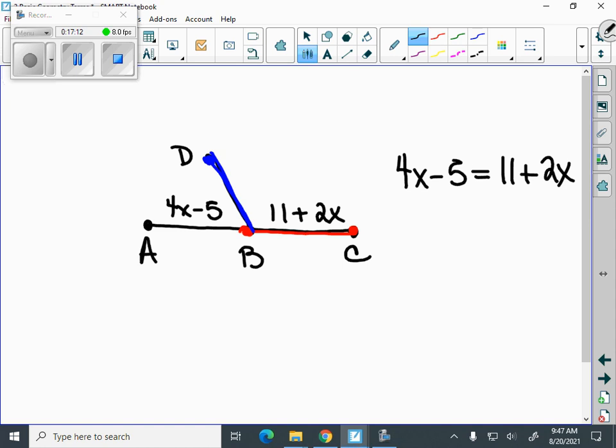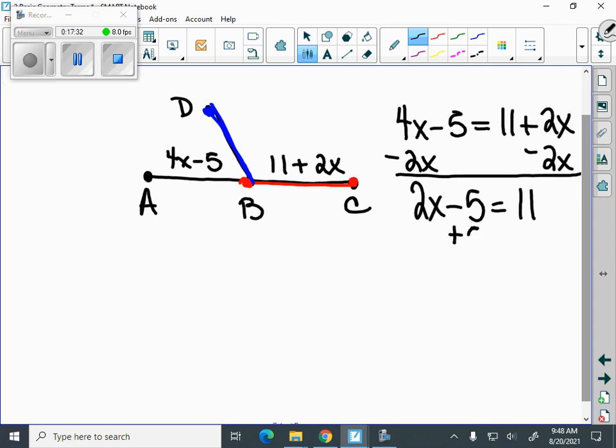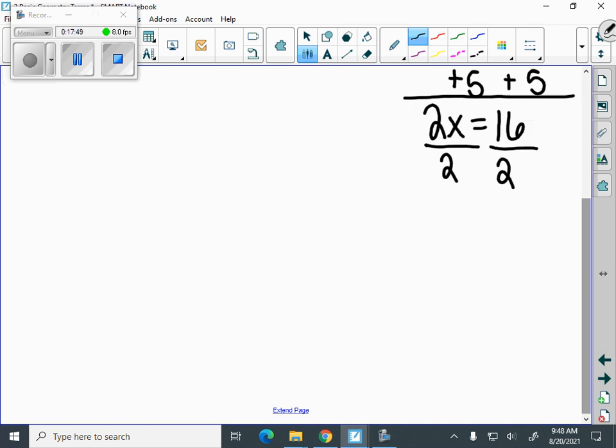So to finish, we're going to undo. I'm going to move my letter to the left, which would be more than likely the way your Algebra 1 teacher taught you. So 4x minus 2x is 2x minus 5 equals 11. Since we moved our letter to the left, we're going to move our number to the right. So we're going to add 5 to both sides. And we get 2x equals 16. And finally, 2 times x. To undo the multiplication, we're going to divide both sides by 2. So we end up with x equals 8.